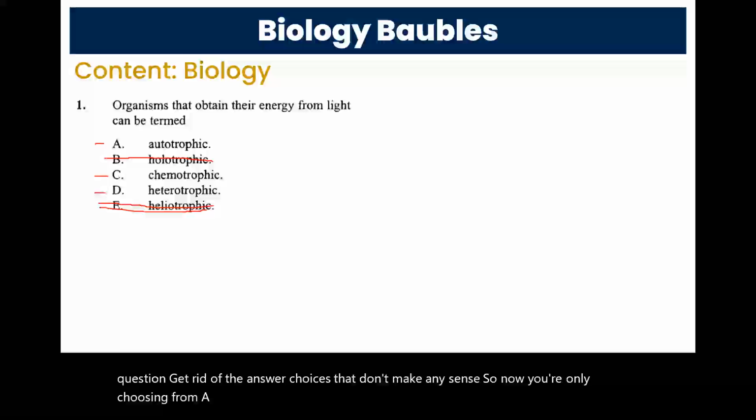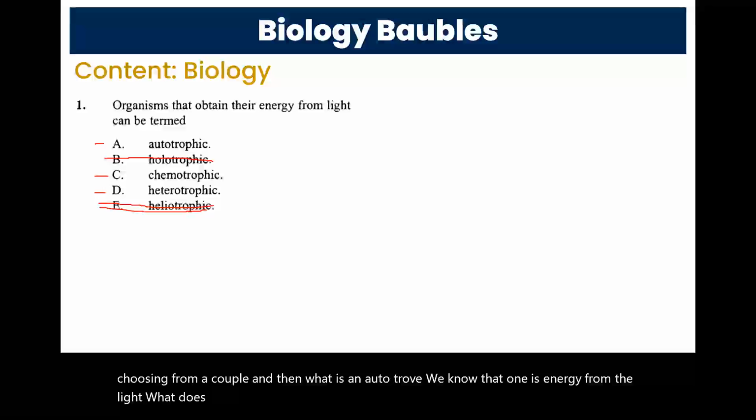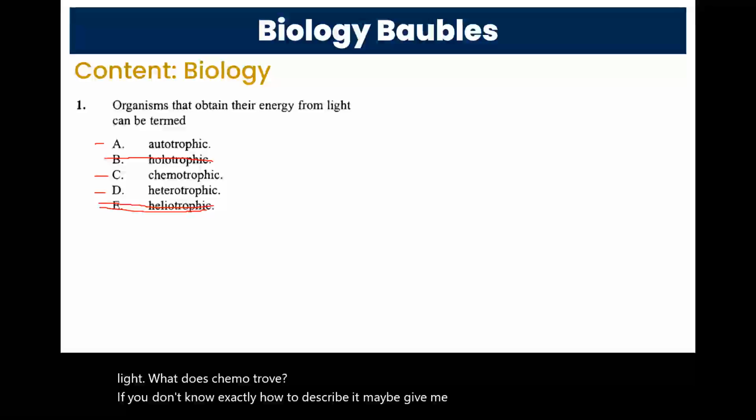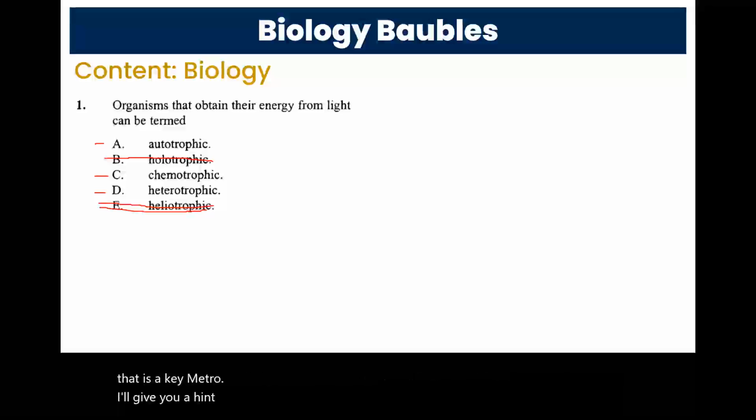And then, what is an autotroph? We know that one is energy from the light. What is a chemotroph? If you don't know exactly how to describe it, maybe give me a critter or a type of organism that is a chemotroph. I'll give you a hint. They live at the bottom of the Atlantic Ocean, near volcanic vents.